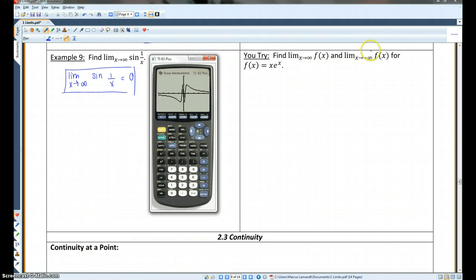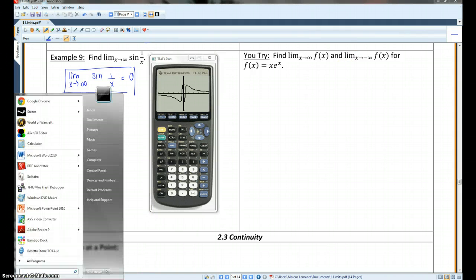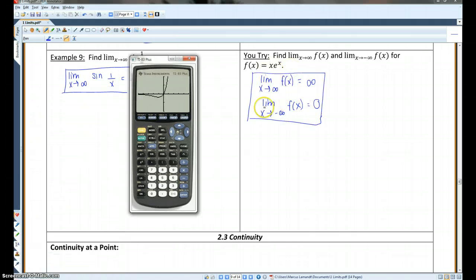Alright, go ahead and pause the video and try this one. Alright, this is the answer you should have gotten. The limit as x approaches infinity, it just keeps going up and up and up, so it goes to infinity. The limit as x approaches negative infinity, it goes to 0.